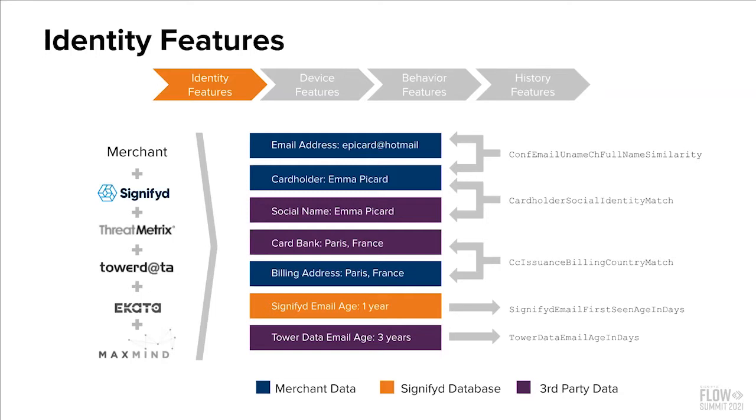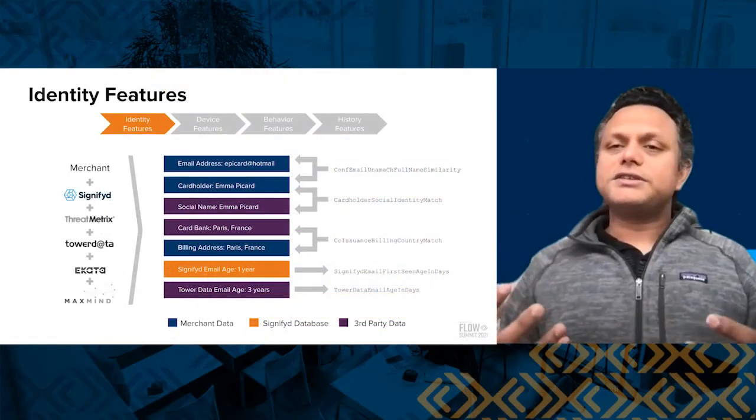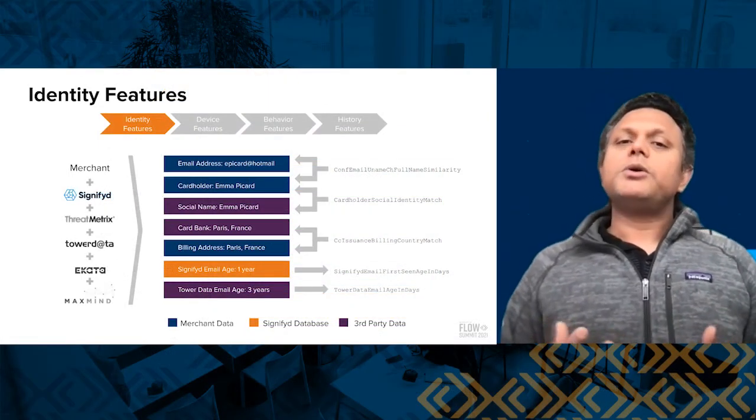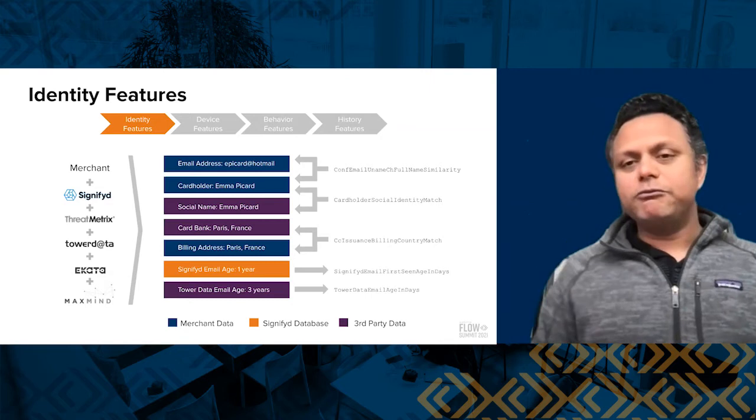And similarly, we've gone out through a third-party data provider. We are able to get their social name. Again, it matches exactly with the cardholder name. And we also see that the card bank is from France, and the billing address is also in France. So there are a lot of consistencies and inconsistencies that we are able to observe with the identity graph that we built for Emma.